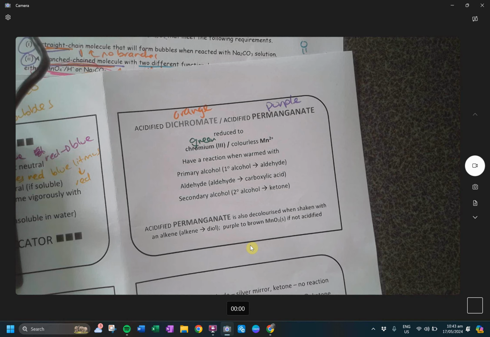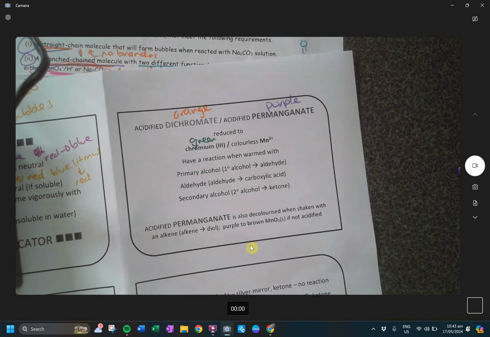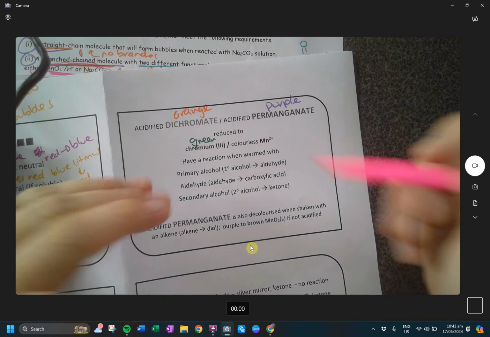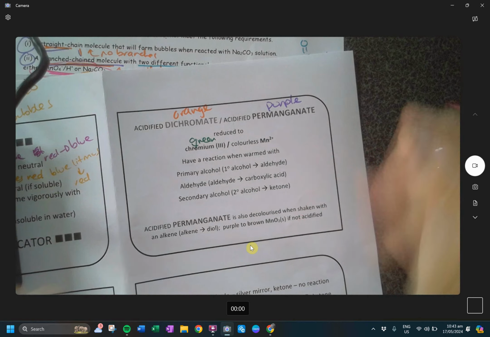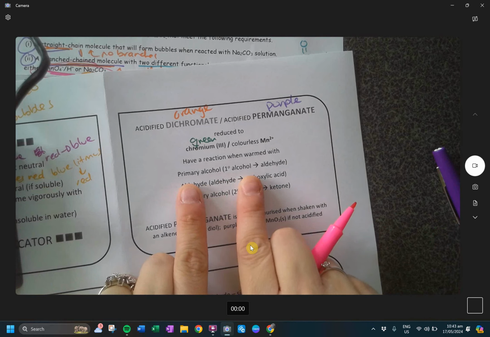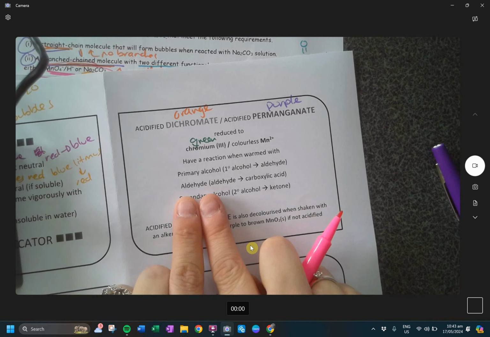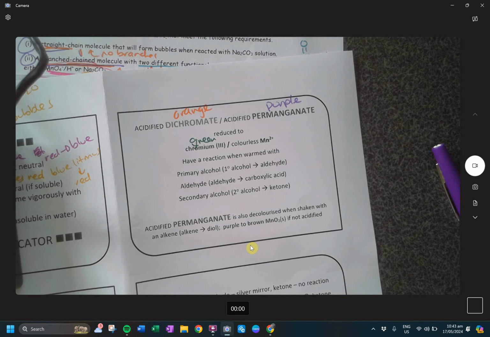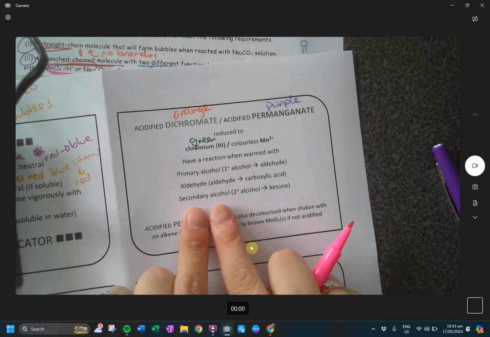So what it's telling me is that it does not react with the permanganate, and what the permanganate tells me as information is that there's a lot of different things it can tell me. First off, it can tell me that it's not a primary alcohol. It also can tell me that you don't have an aldehyde. It also will not react, so it's not a secondary alcohol.